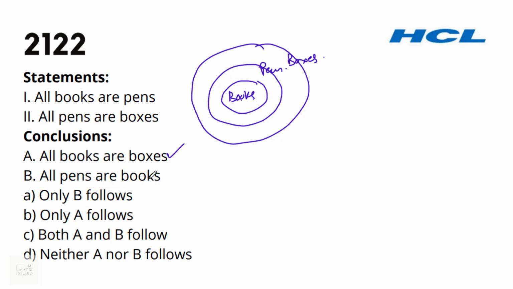All pens are books? Not necessarily. You can find this area where we have a few pens which are not books. So only option A follows. We will put a tick on option B which says only A follows.